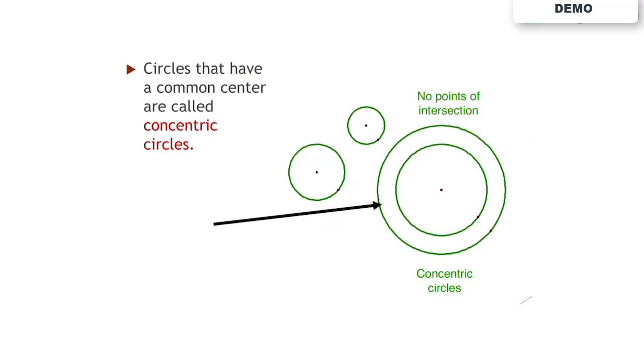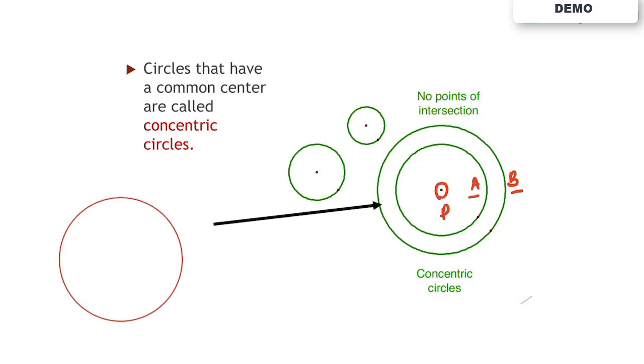Now there are various types of circles. Let us discuss concentric circles. Concentric circles are circles which have a common center. Like this, circle A and circle B both have the common center, let's say P. So circle A and circle B have common center P. Now let me draw it for you.